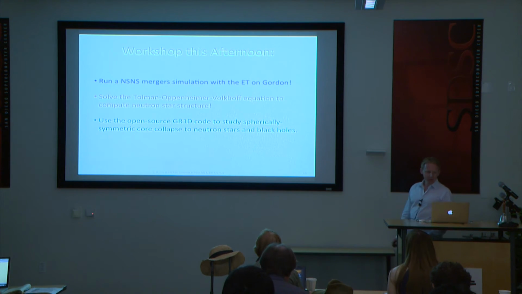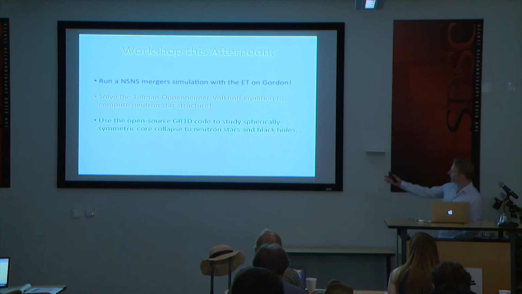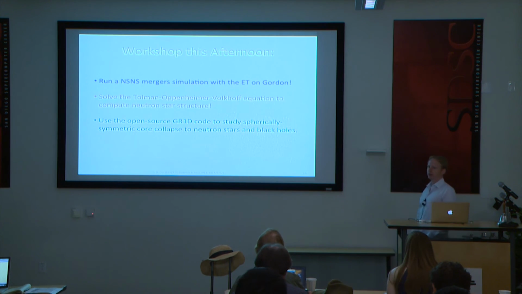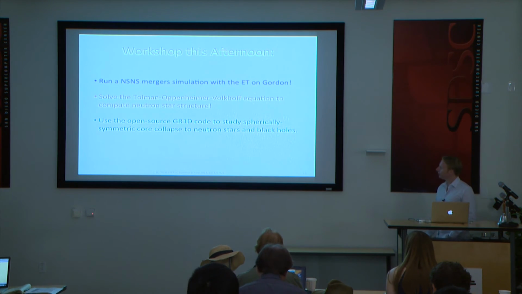OK, so the workshop this afternoon will be doing neutron star mergers. You'll be able to do multiple of these exercises. If you want to do the neutron star merger, you need to start with this, because in order to see anything, you need to run for at least 2 hours. We'll solve the TOV equation. That's more of an actual coding exercise. I have a code skeleton that you get to use.